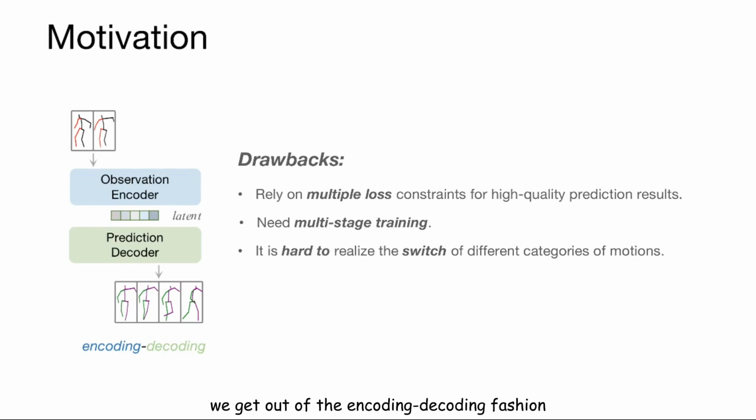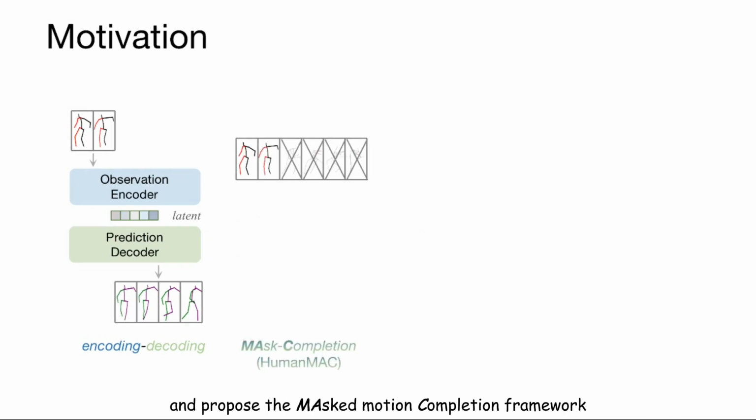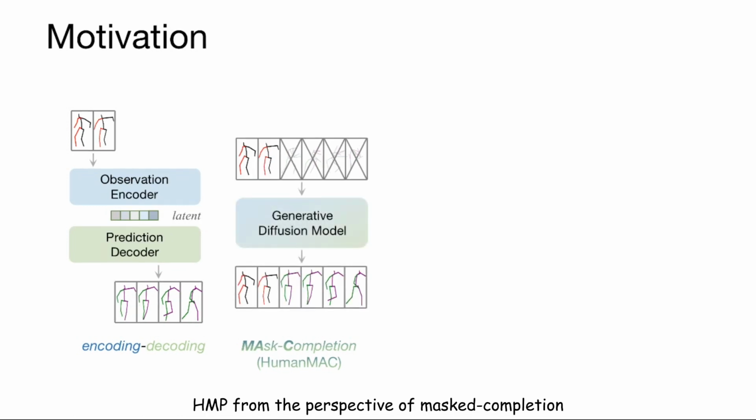In this paper, we get out of the encoding-decoding fashion and propose the masked motion completion framework named HumanMAC to handle the HMP problem. To the best of our knowledge, this is the first time to tackle HMP from the perspective of masked completion. Compared with the methods in the encoding-decoding fashion, HumanMAC enjoys the following great properties.